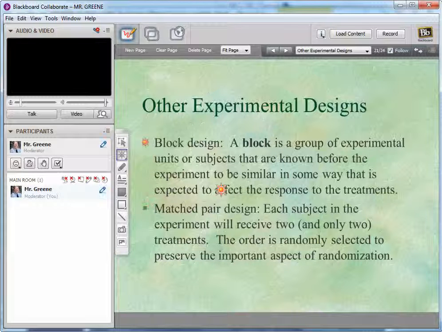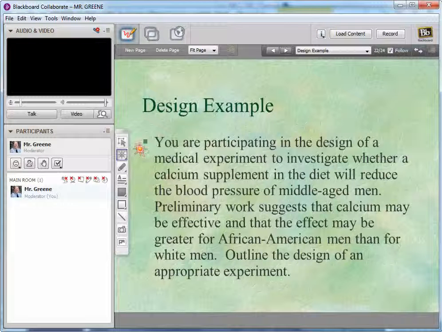Block design, like I was talking about here, is trying to eliminate things that we know are going to affect an experiment before we get started. Let me give you an example. If you are participating in the design of a medical experiment to investigate whether a calcium supplement in a diet will reduce the blood pressure of middle-aged men, preliminary work suggests that calcium may be effective and have an effect and that the effect may be greater for African American men than for white men. We can tell right there, there's a difference. There is a variable that we might not understand affecting this design. So we want to eliminate that variable.